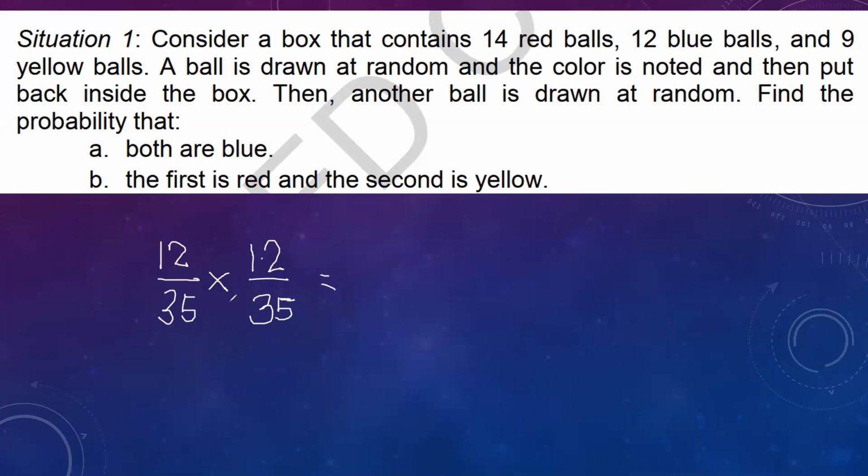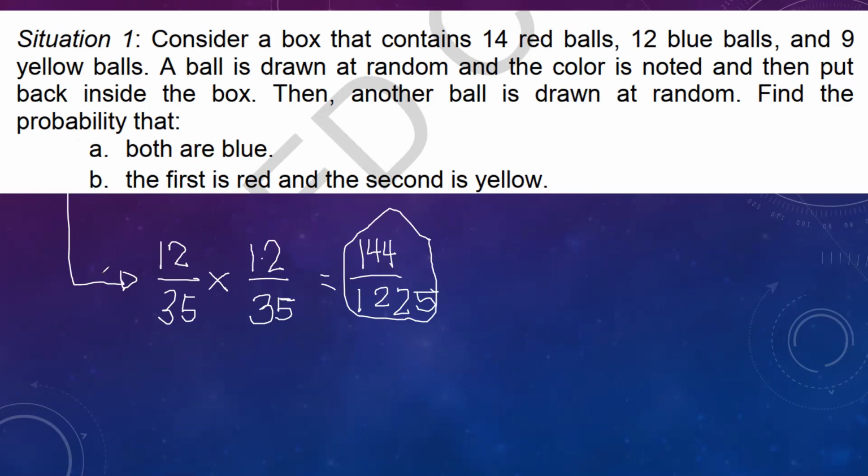Dito pa lang kung kaya natin siyang i-lowest term. Meron bang makakapag-divide sa 12 at 35? Wala po. So ang gawin mo lang, i-multiply natin. That's 12 times 12, that's 144, over 35 times 35, that's 1,225. And that's the probability na mabubunot natin ay dalawang magkasunod na blue. Yun na po yun.